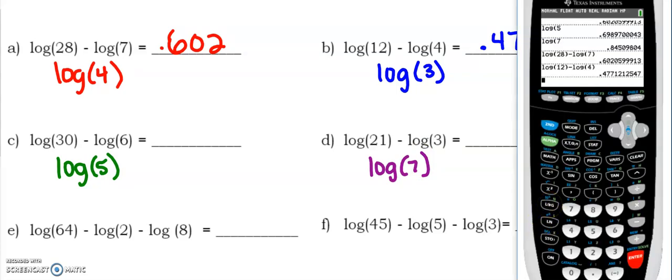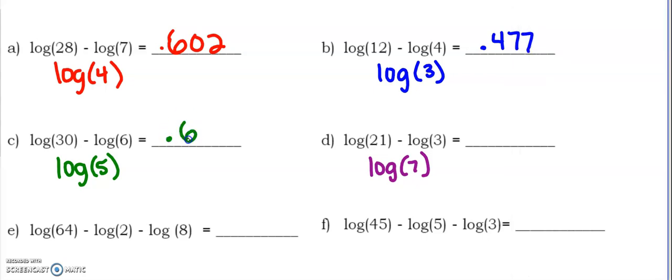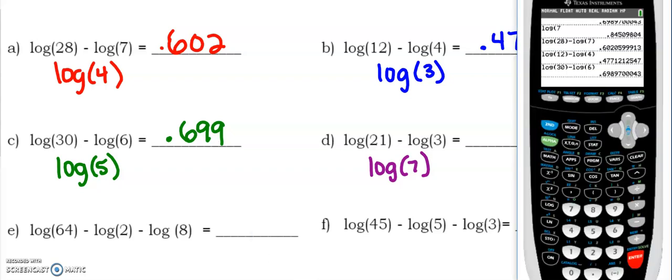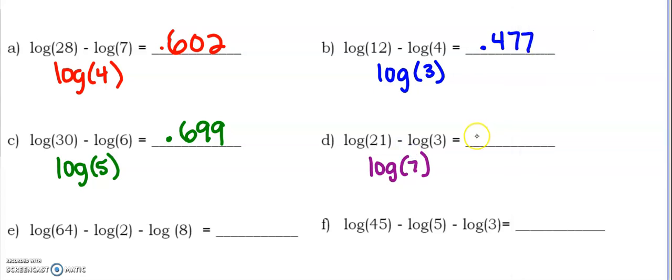Log 30 minus log 6. 0.699, which was the same thing we had written for log 5. And if we do log 21 minus log 3, remember you should be trying these on your calculator, make sure you understand how your calculator is working for you. We end up with 0.845, which was the same thing as log 7.